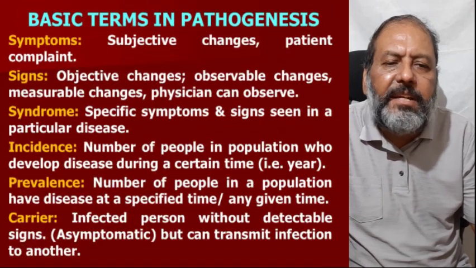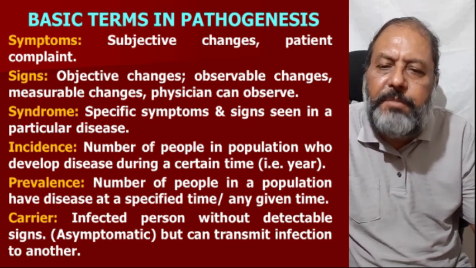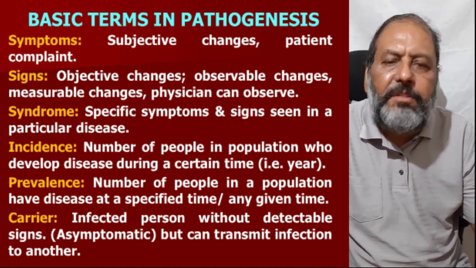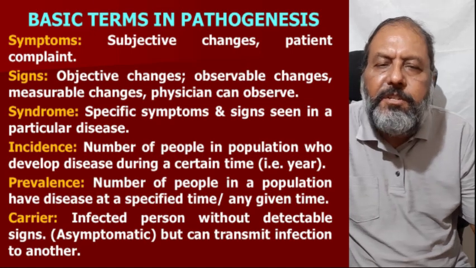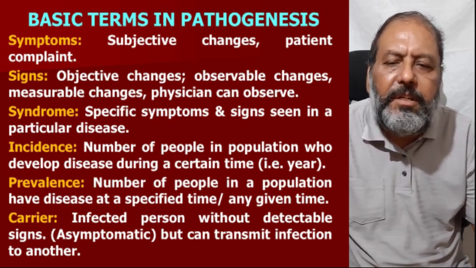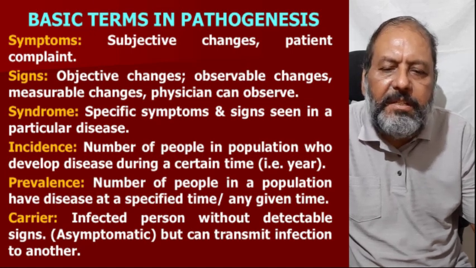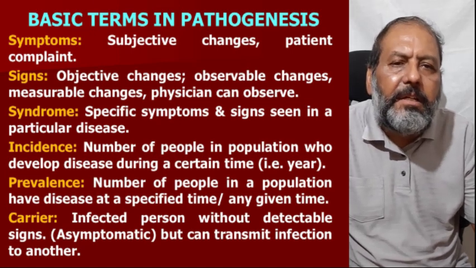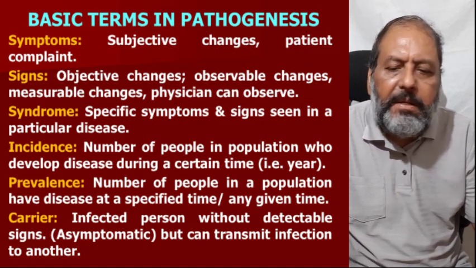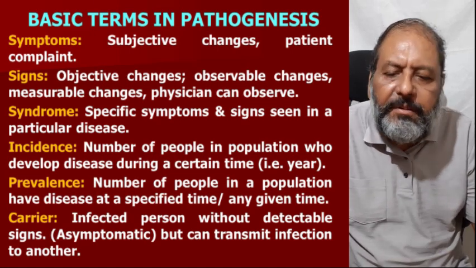Symptoms are the subjective changes the patient complains of to the doctor, and signs are the objective, observable, measurable changes which the physician can observe. Syndrome is the specific symptoms and signs seen in a particular disease. Incidence is the number of people in a population who develop disease during a certain time, like a year, 5 years or 10 years. Prevalence is the number of people in a population that have the disease at a specific time or any given time.